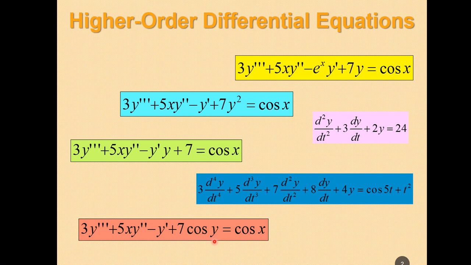So based on our 6 examples here, you could see that this one is non-linear, this one is non-linear, and this one is also non-linear. The rest are all linear. So we have these 3 as examples of higher order linear differential equations. So this slide classified our higher order differential equation in terms of linearity. So hopefully you will remember how to distinguish a higher order linear differential equation from a higher order non-linear differential equation.